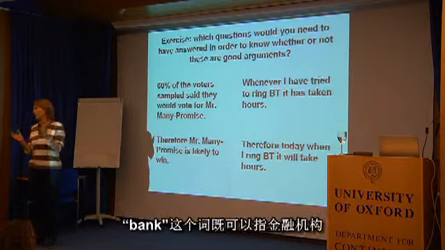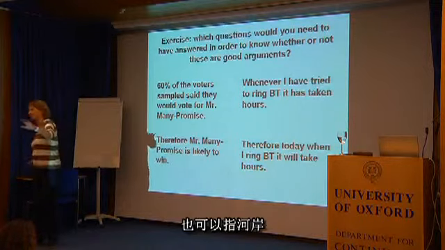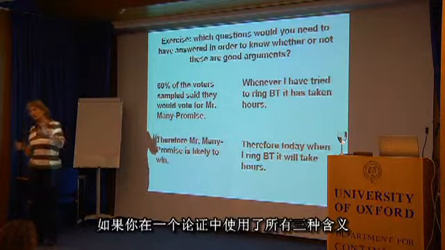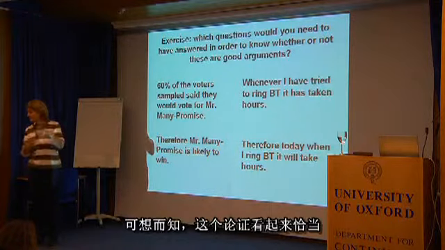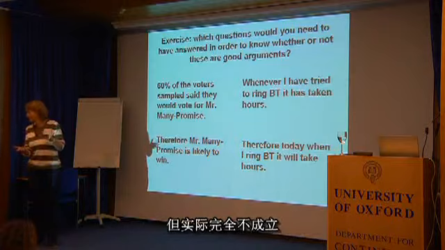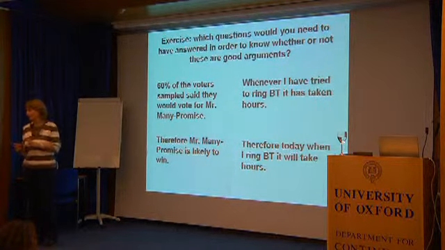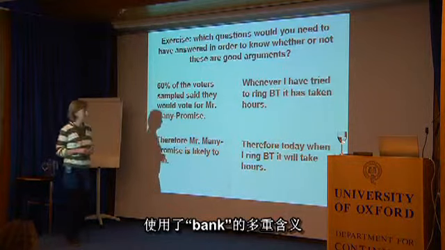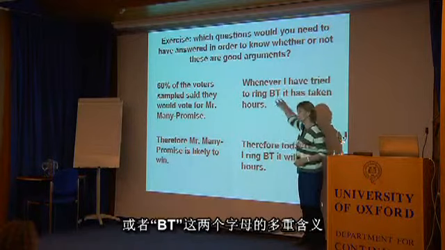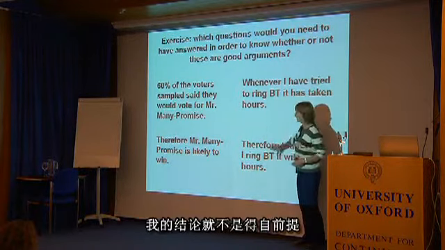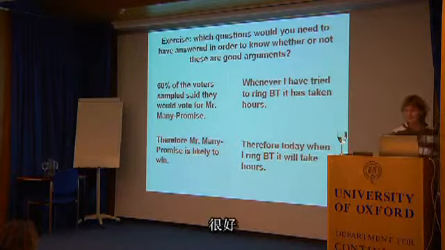Okay, so if you think of the word bank, it could mean financial institution, it could mean an action of an aeroplane, or it could mean the side of a river. And if in an argument you used it in all three of those meanings, you could imagine an argument that would look good, but as a matter of fact wouldn't work at all. And that's as a result of equivocation. You're equivocating on the word bank. So if I were equivocating here on the word BT, or the letters BT, my conclusion might not follow from my premises. Okay, very good.